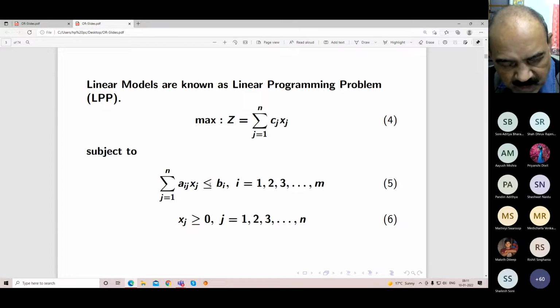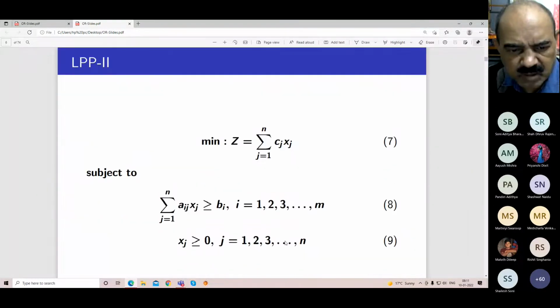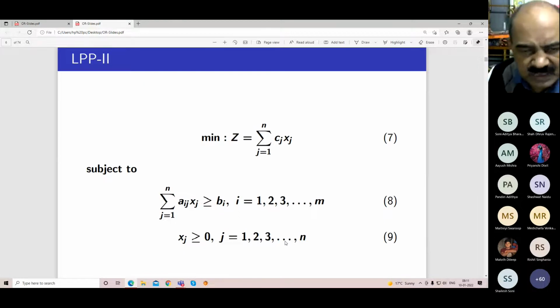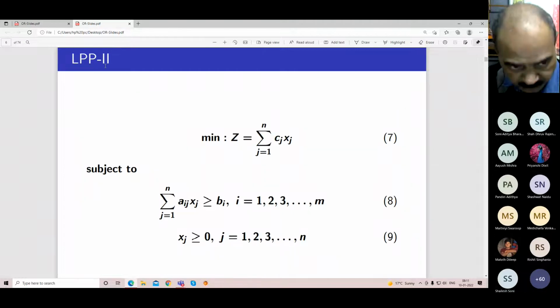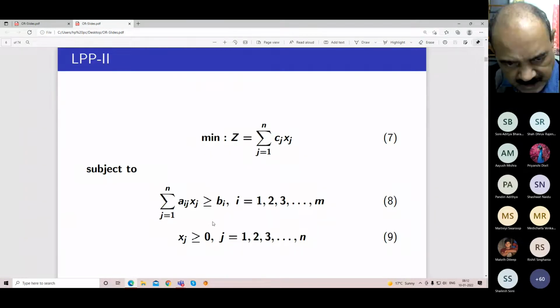For the maximization type model, these constraints are less than or equal type. They also can be greater than or equal type, or equal type, or any type. But generally, for a maximization type linear programming problem, the constraints are less than or equal type. Similarly, for the minimization type objective function, in LPP model 2, the constraints are generally greater than or equal type.